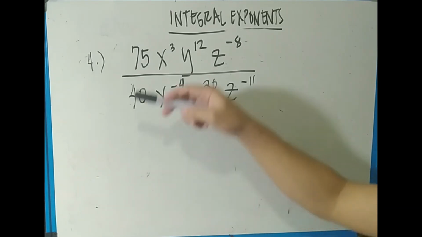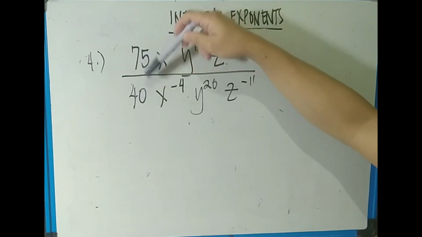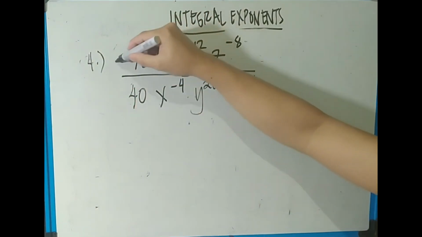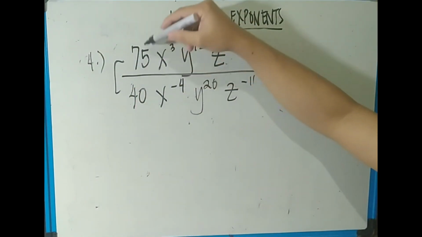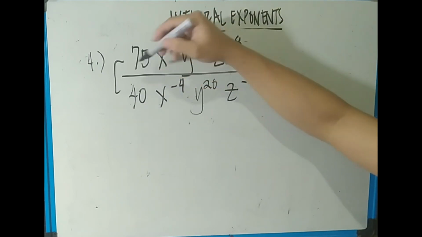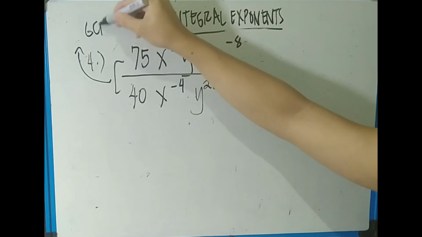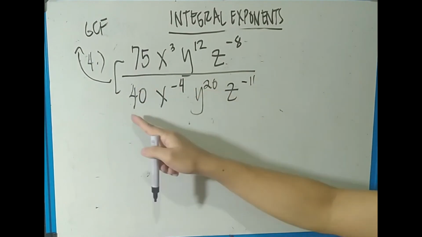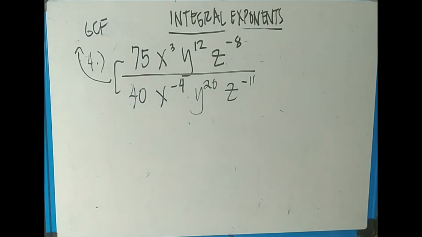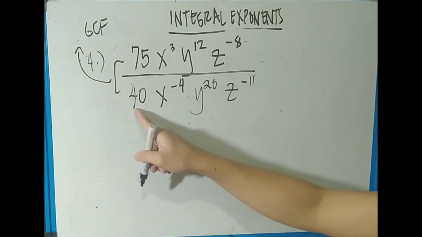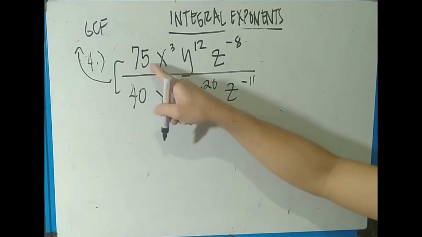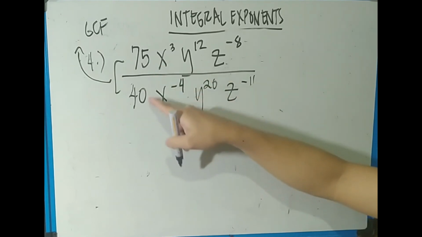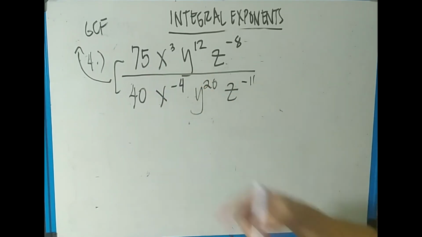So kung mapapansin nyo rin, this 75 and 40 can be simplified through their GCF. So before tayo magsosolve for the exponent, kapag yung numerical values nila can be simplified, we are going to look for their GCF, or that is greatest common factor, na pwedeng mag-divide sa 75 and sa 40. So we think of a number na pwedeng mag-divide sa 75 or 40. So since technique ito guys, pag 5 and 0, automatic the GCF is 5.